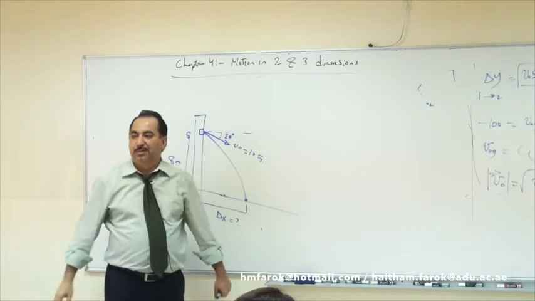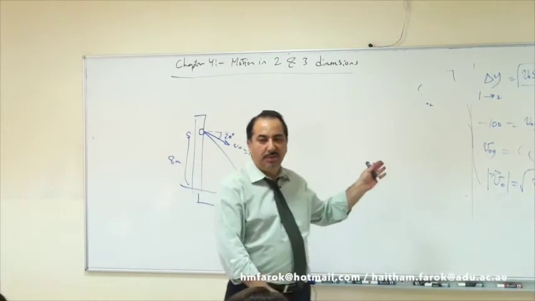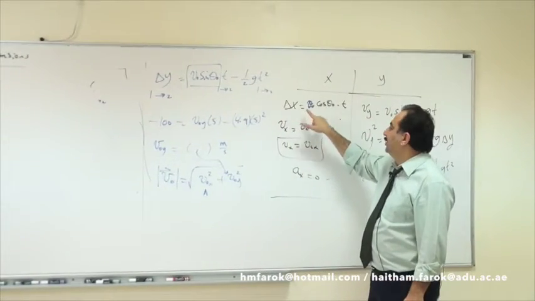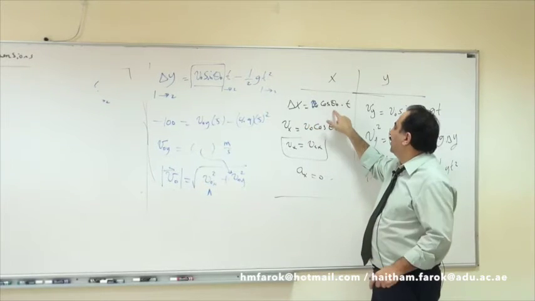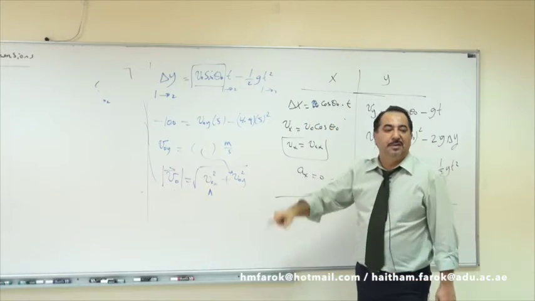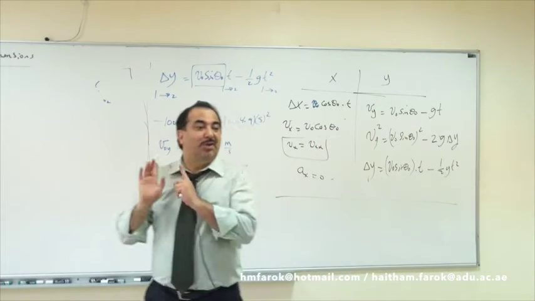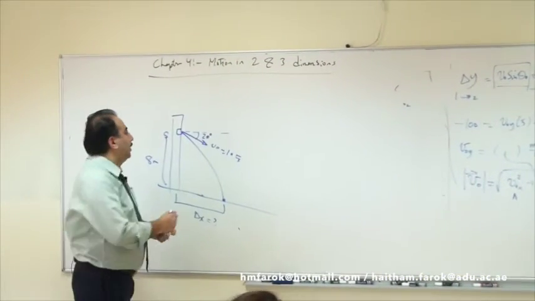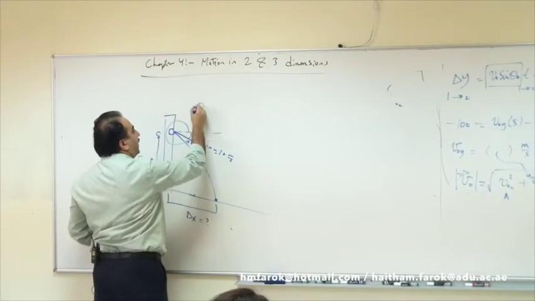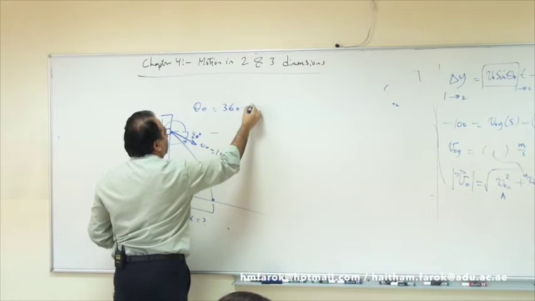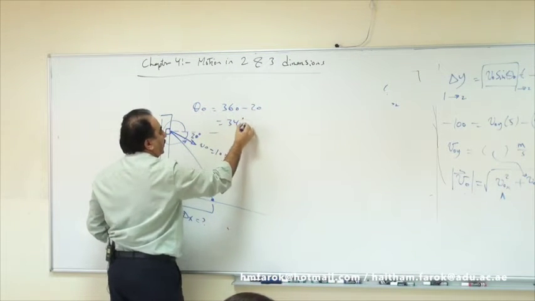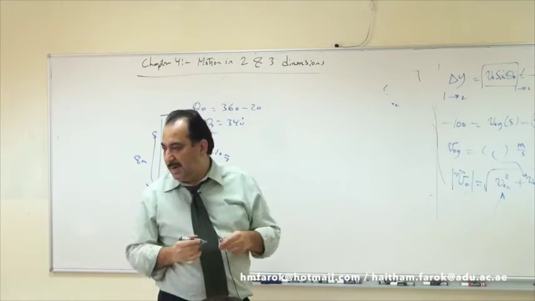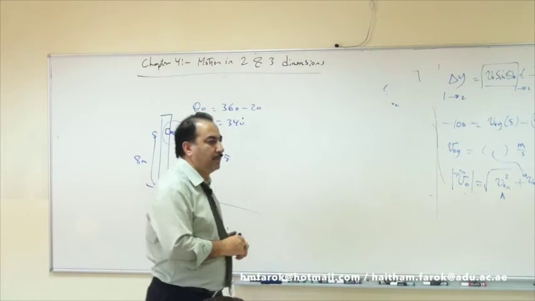The table is in front of you. You need delta x, so you have to work on x. If you need delta x, what do you need? Theta naught. How much is theta naught? It's not 30. When you fire below the horizon, this is not theta naught. Theta naught here is 360 minus 20. So whenever you fire below the horizon, change the angle to 360 minus.